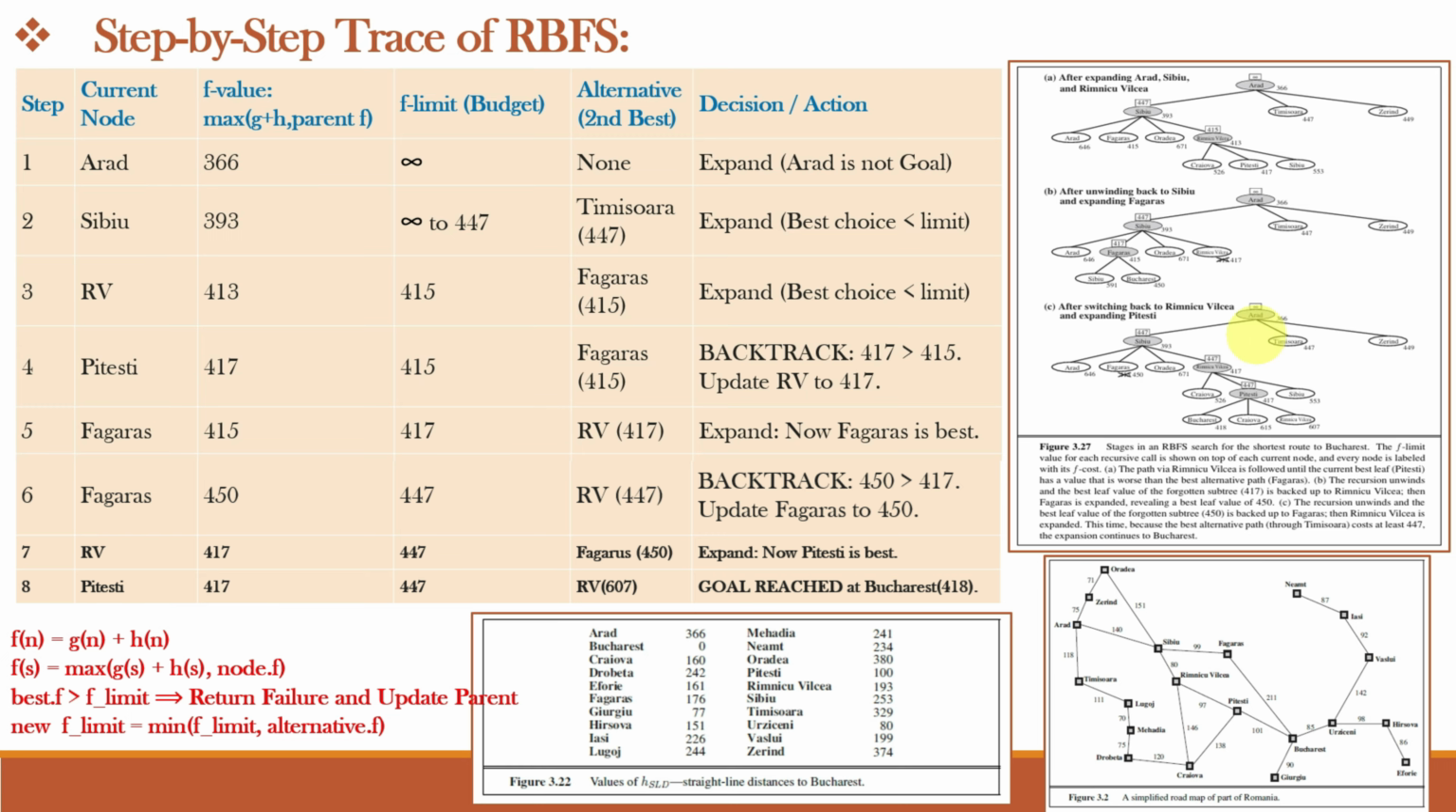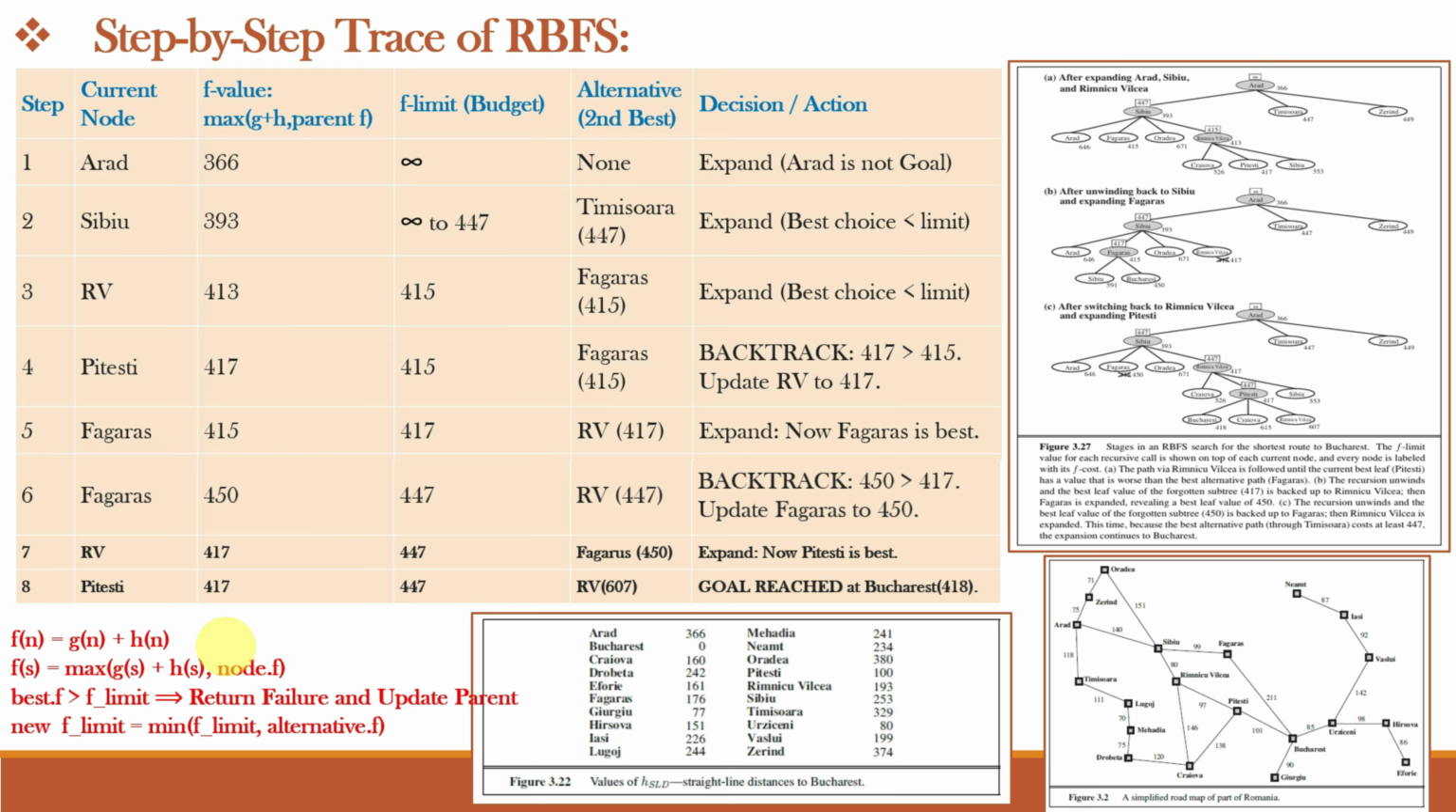So what is the complete solution? We can reach Bucharest from Arad. We have to go to Sibiu. From Sibiu, we have to go to Rimnicu Vilcea. From Rimnicu Vilcea, we have to go to Pitești, and from Pitești we reach Bucharest. So from Arad to Sibiu, Sibiu to Rimnicu Vilcea, from Rimnicu Vilcea to Pitești, and from Pitești to Bucharest. That is our final optimal path.